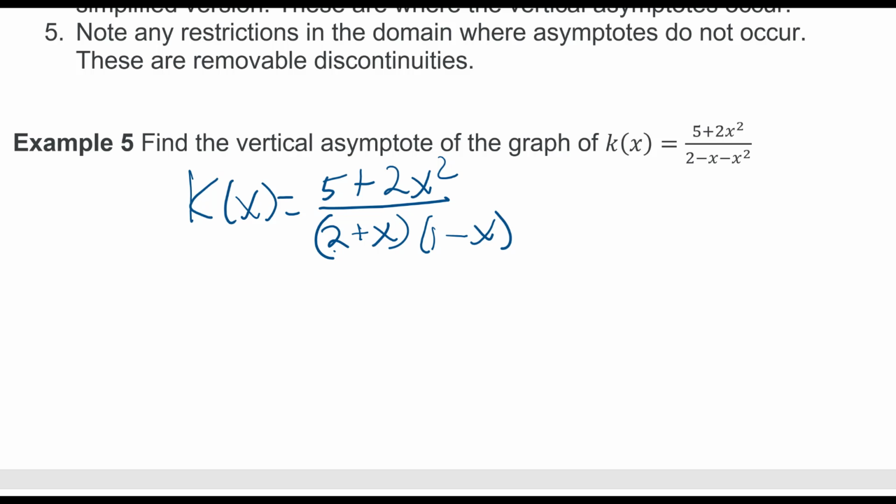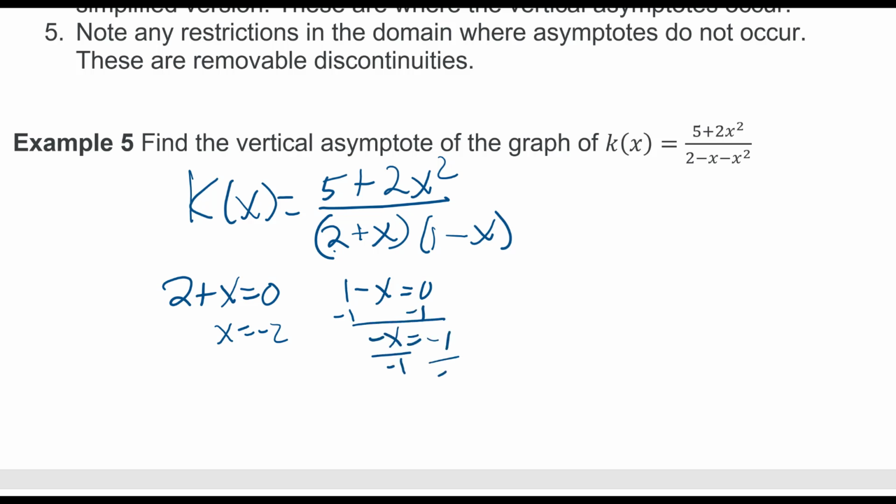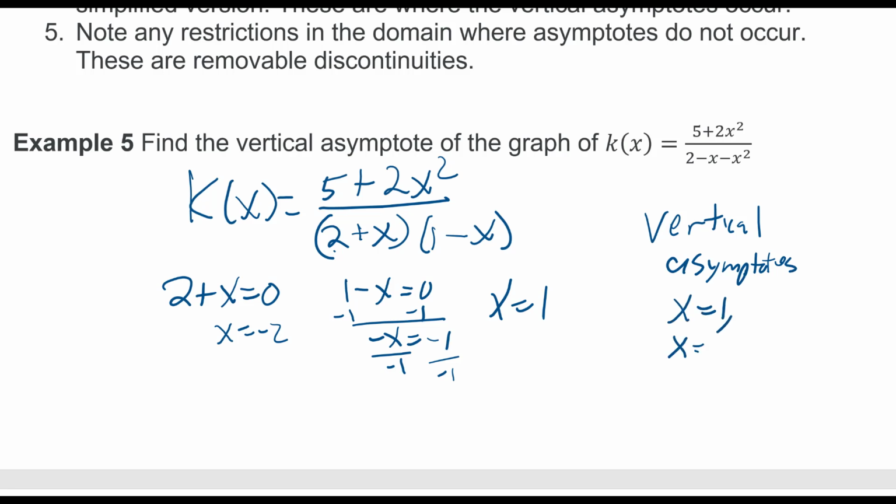So the numerator is not going to factor at all. That's prime. So we could take 2 plus x, set it equal to 0, and x equals negative 2 is going to be a vertical asymptote. And then 1 minus x equals 0. So, let's see, subtracting 1, negative x equals negative 1, and dividing by negative 1, x equals 1. So our vertical asymptotes are at x equals 1 and x equals negative 2.